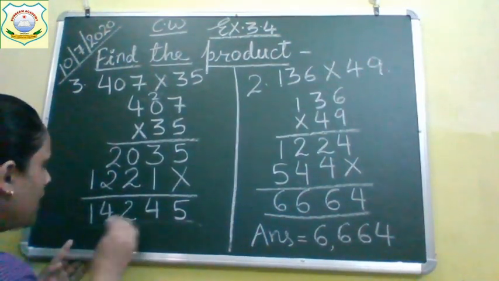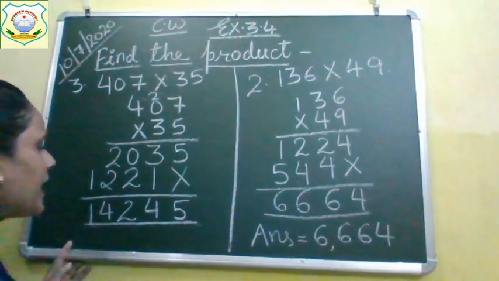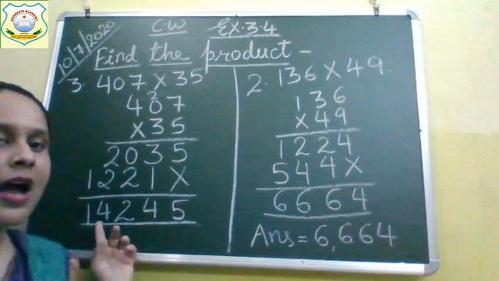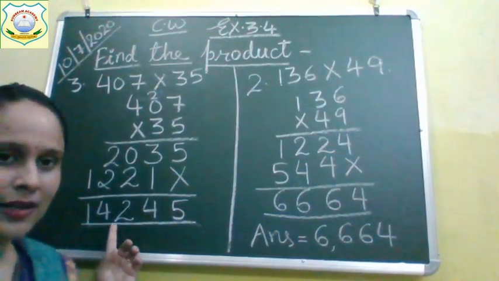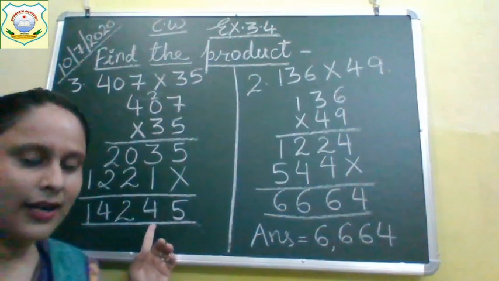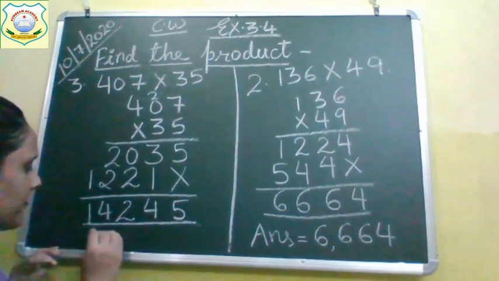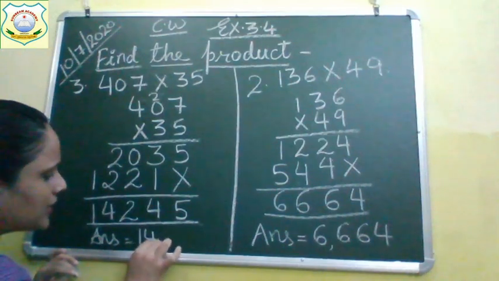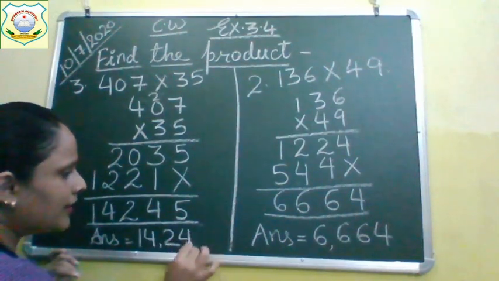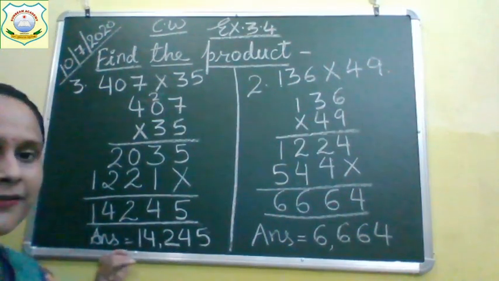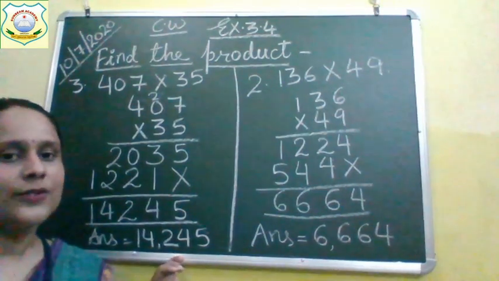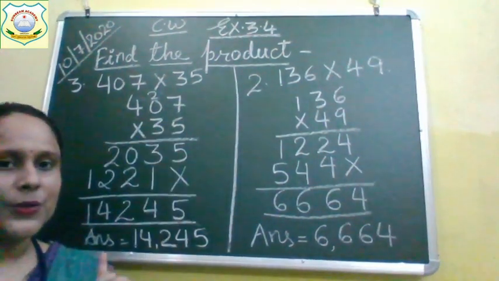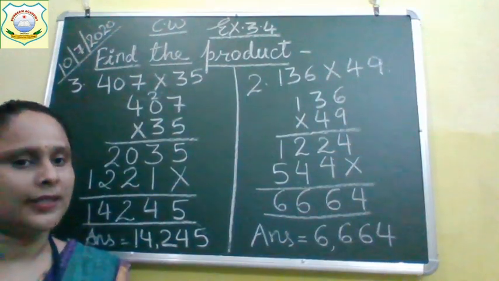Read this number. How to read this number? Start reading it with me. 14,245. So your answer is 14,245.